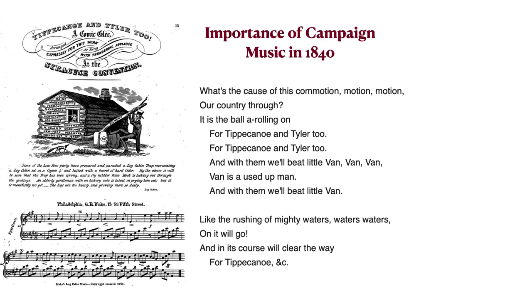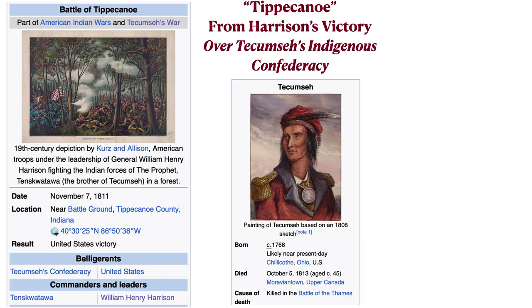So Tippecanoe was a term for William Henry Harrison. I'll explain that with the next slide. John Tyler being his vice presidential candidate. And anyway, with them we will beat Little Van. Again, mockery for his short stature. Van is a used up man. So again, I'd recommend actually listening to a modern rendition of this song.